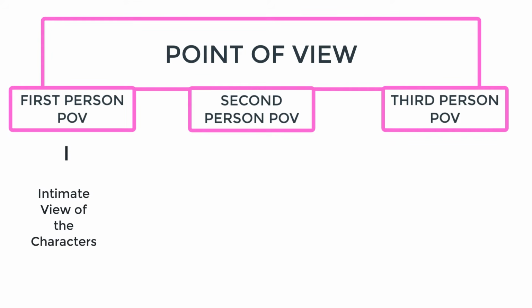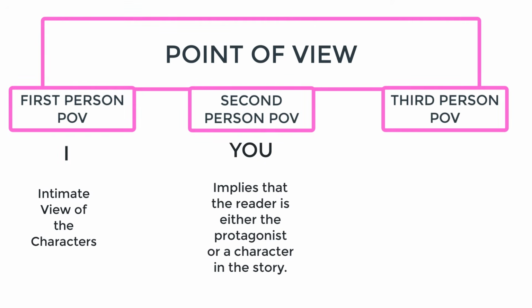The second-person point of view is rarely used in fiction. It uses the pronoun you to address the reader. This narrative implies that the reader is either the protagonist or a character in the story, and the events are happening to them. The author uses the second-person point of view when he wants to make the audience feel as if they are part of the story or action.